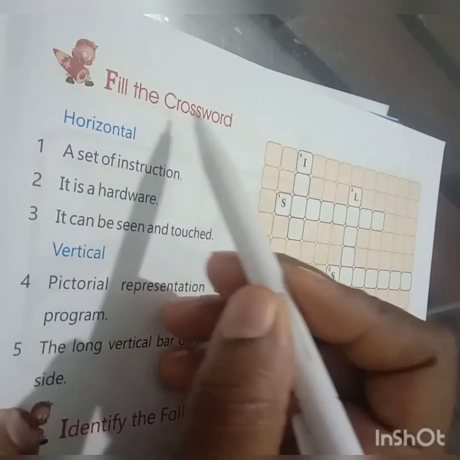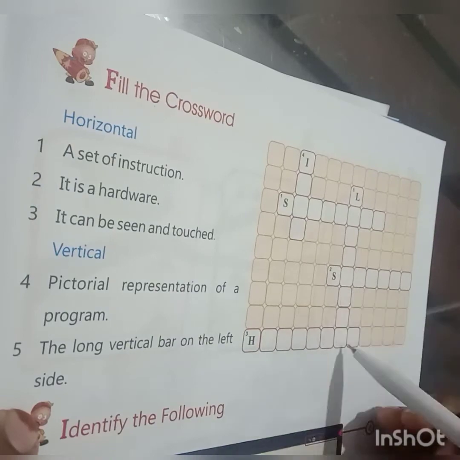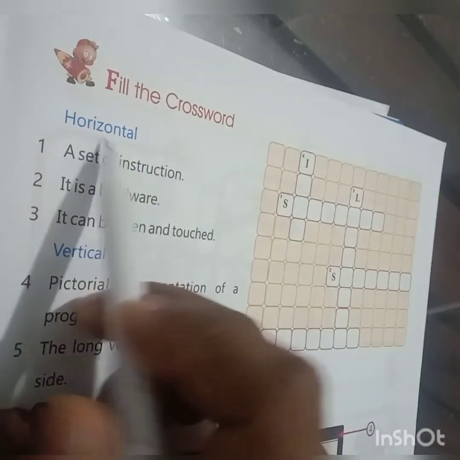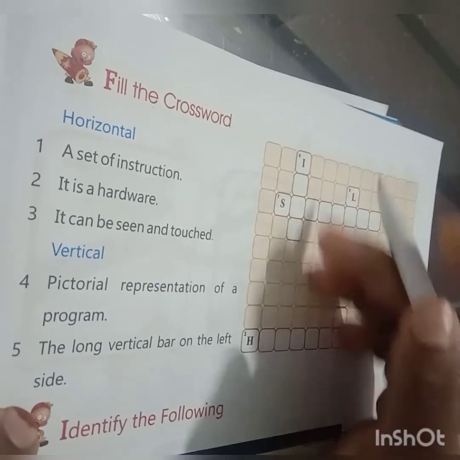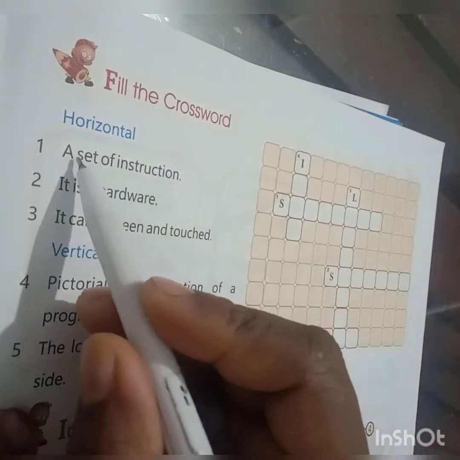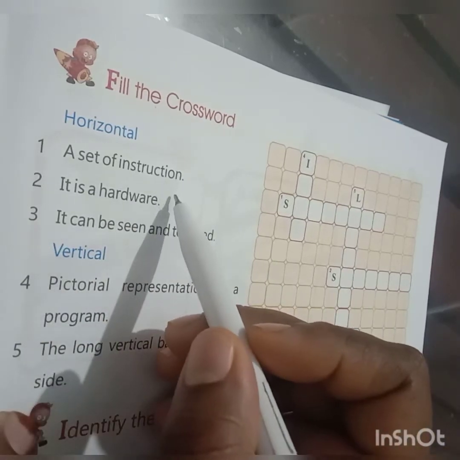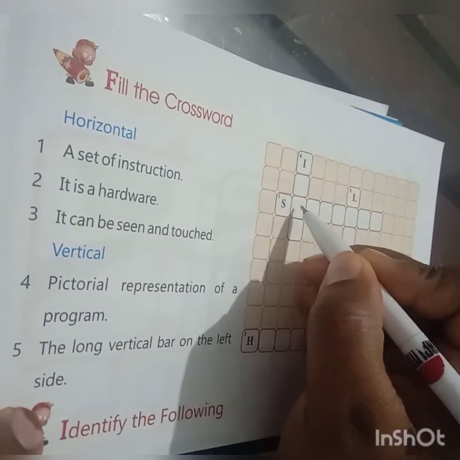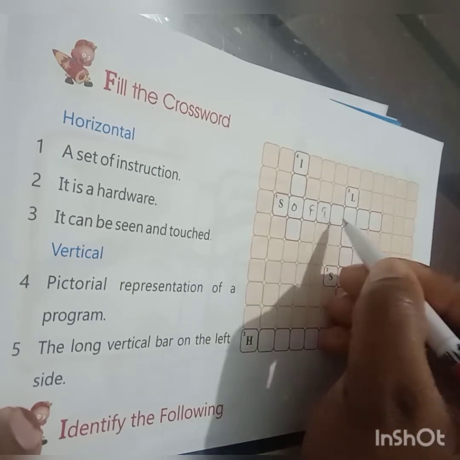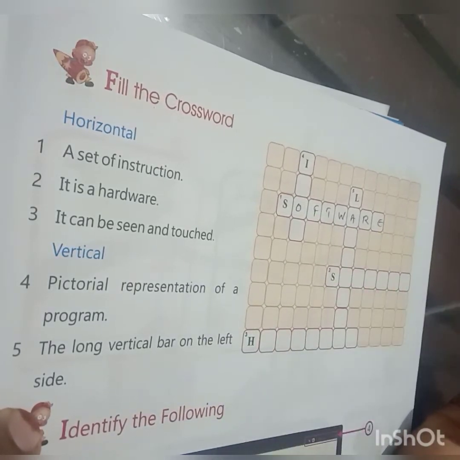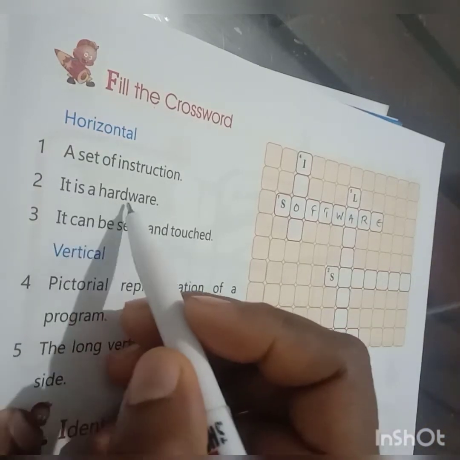Next one, fill the crossword. You have to fill these crosswords. Horizontal means this way and vertical means this way. Okay. So, a set of instructions. What is a set of instructions called? Software. So, write here software. Okay, children.